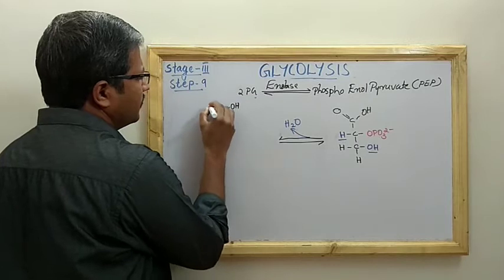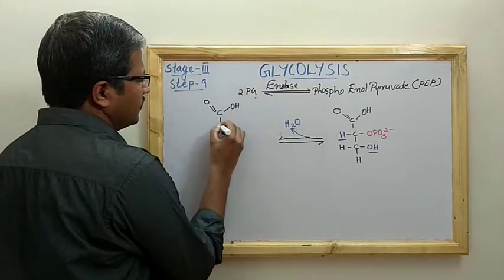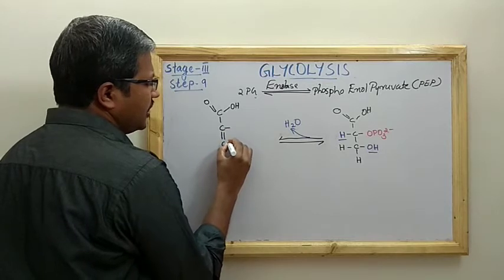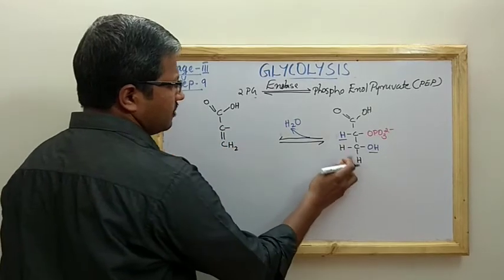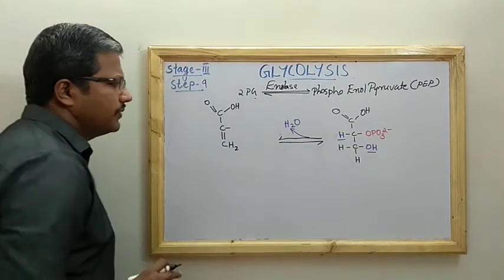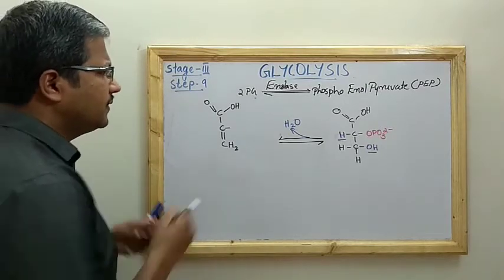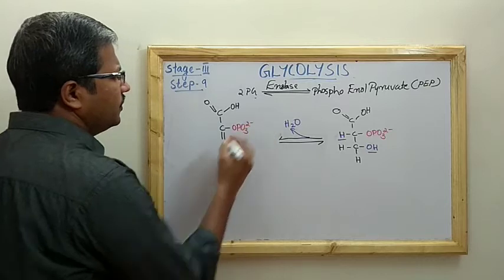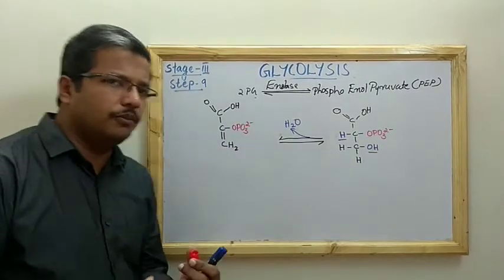COH, C double bond C. I am just writing CH2. I am not explaining the H's. Instead, I am just writing CH2, and there is OPO3. So it is changed into an enol form.